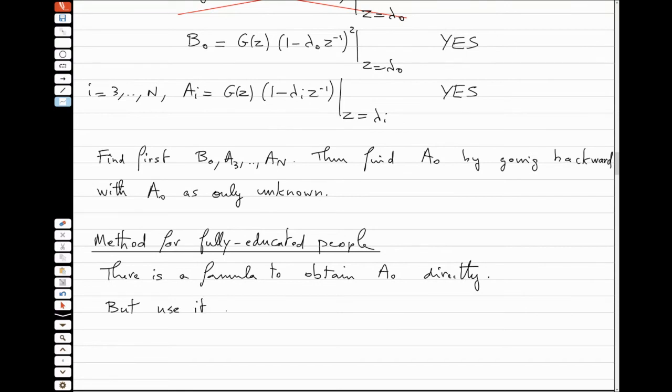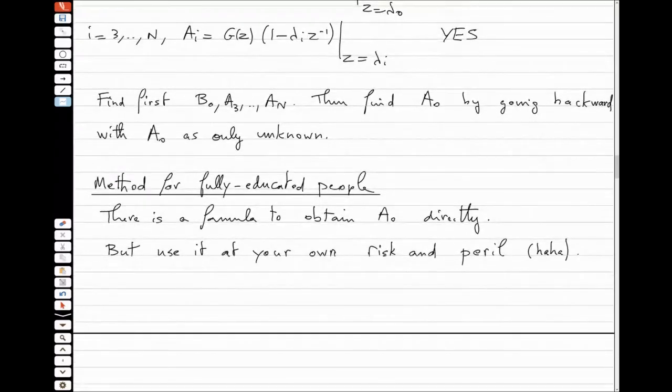So there's a formula to obtain a knot directly, but use it at your own risk and peril. Okay, so I'm going to put the laughters myself. Yeah, so I don't know this formula. There is one. Yes, okay. I can hear you. Okay. All right. So myself, I don't know this formula, but there is one.